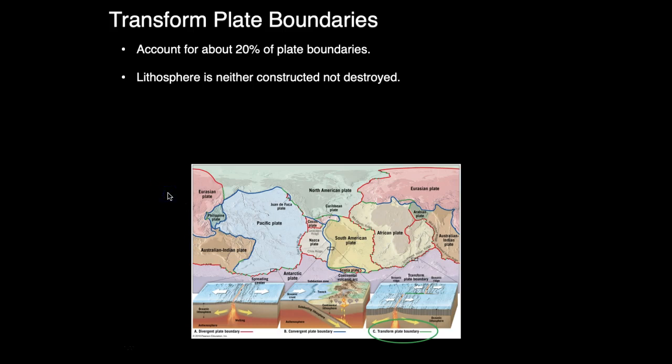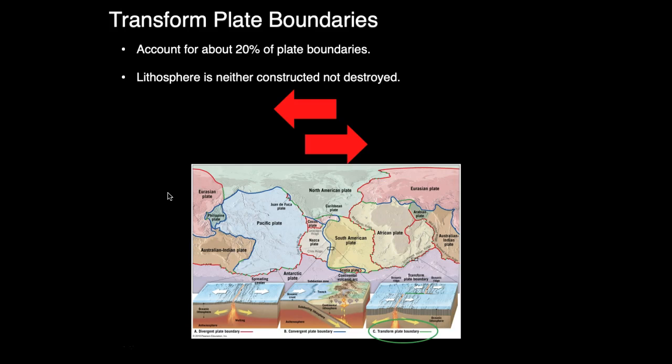Okay, just sliding past each other, sometimes creating friction, but no new crust being created or old crust being destroyed. So these types of plate boundaries account for, again, about 20% of all plate boundaries on the planet. Divergent and convergent plate boundaries each account for about 40%. And most of them occur in the ocean floor. Most of these transform plate boundaries occur in the ocean floor.